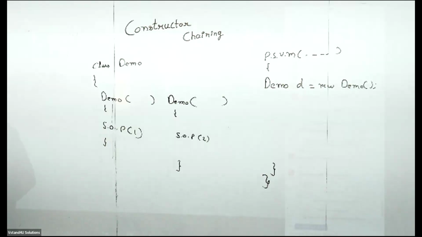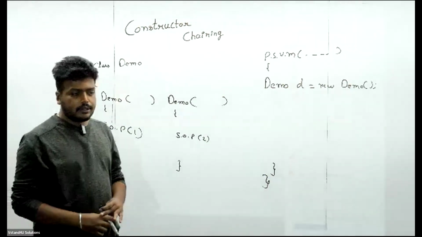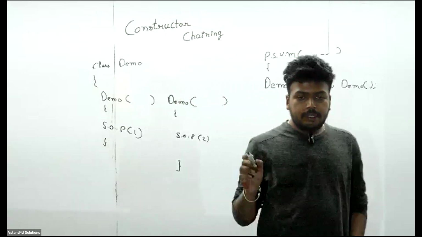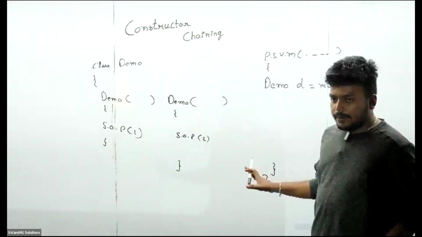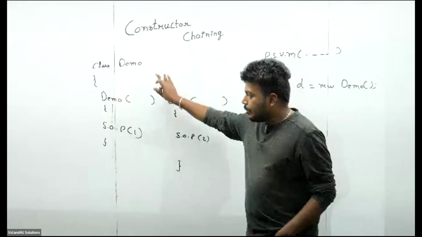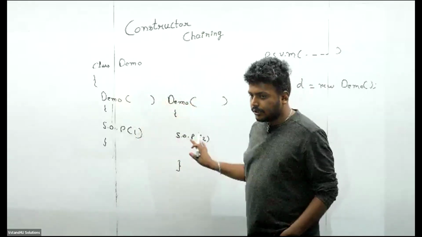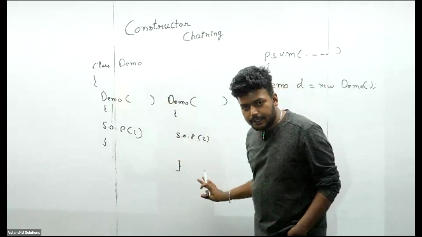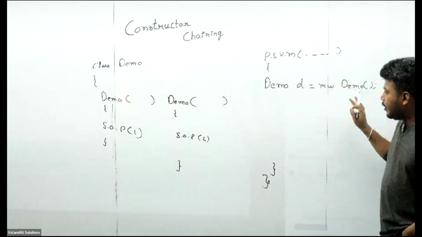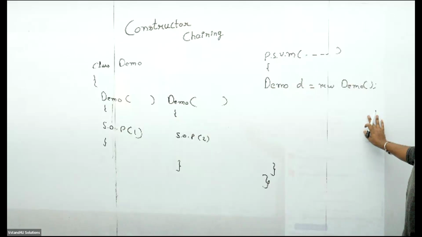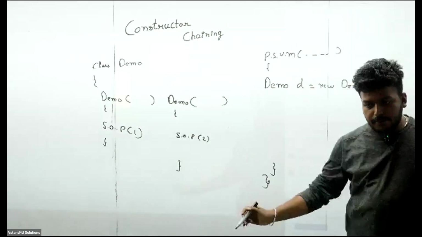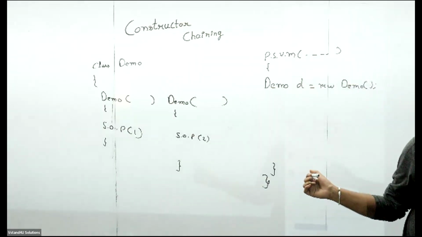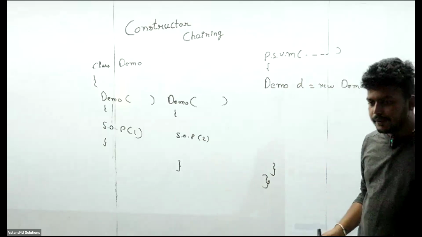Ravi, can you tell me the expected output in the chat box? See, here I have written one program. I have taken the class name as Demo. I have created two constructors. For constructor chaining, constructor overloading is mandatory. In the main method, I have created one object. Can you tell me the expected output if I run the program?